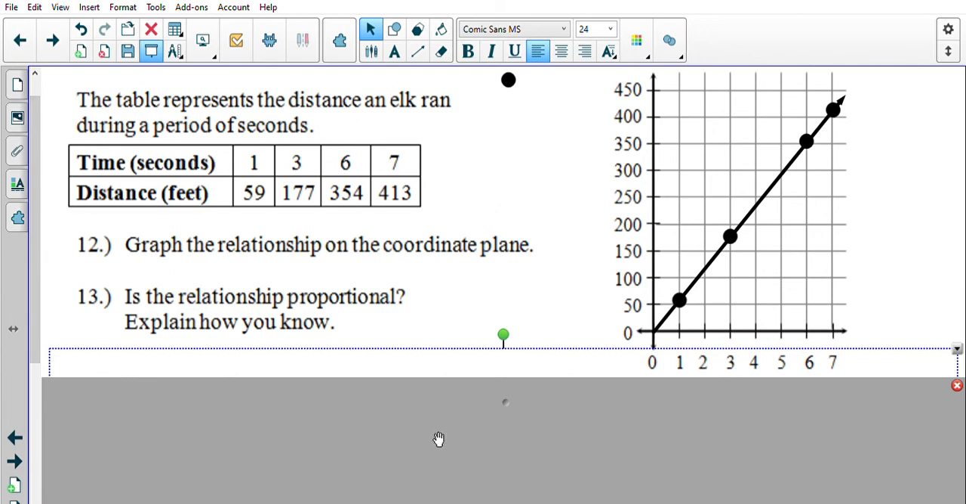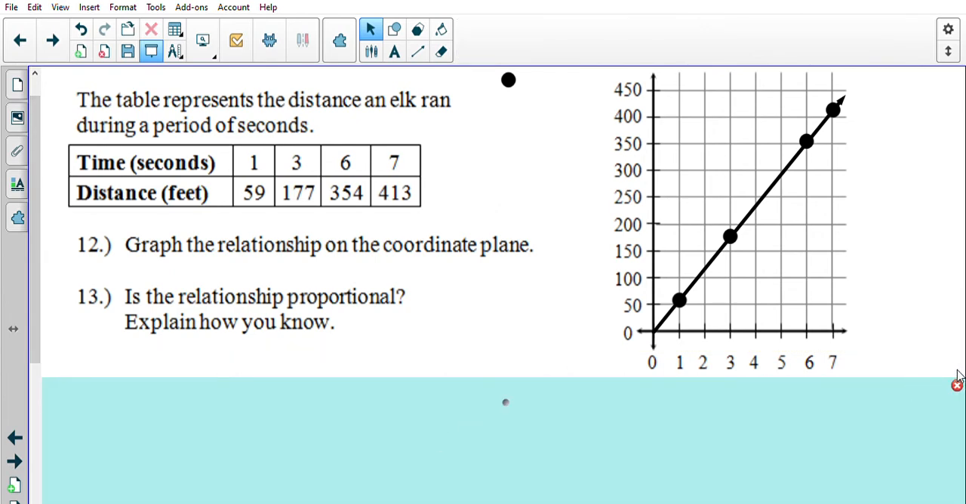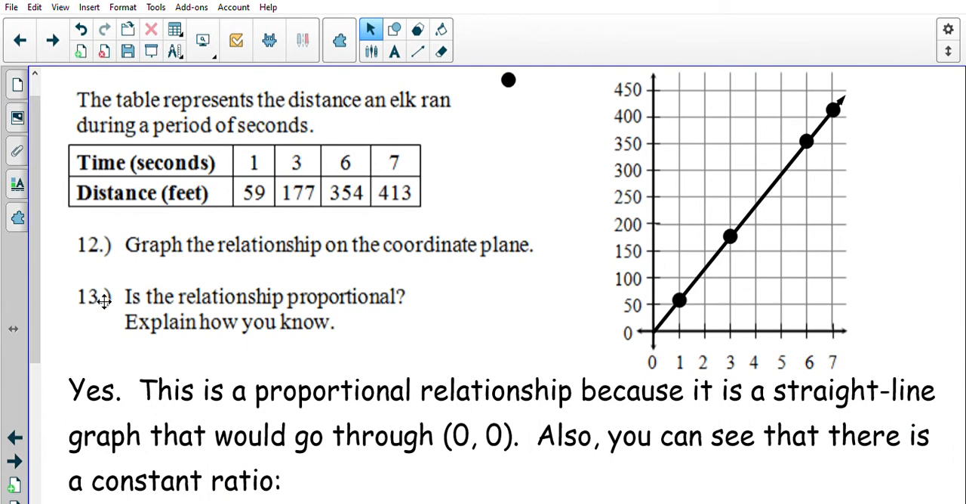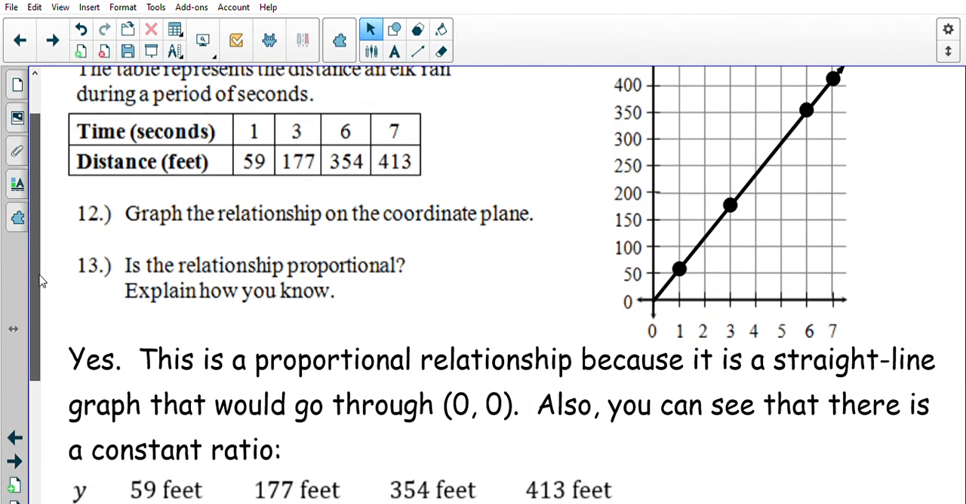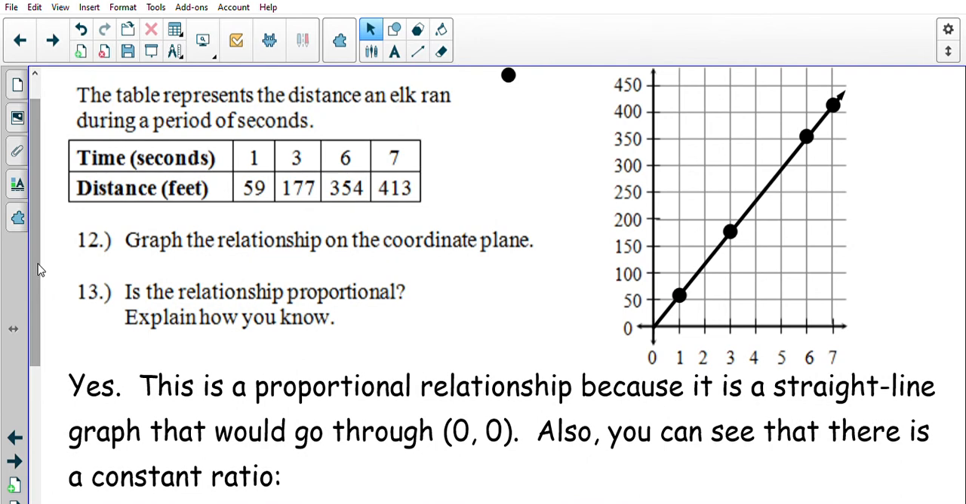Well, it's definitely a straight line graph, or at least appears to be, but it's also going to be a proportional relationship because it's going to go through 0, 0. The way I know that it's going to go through 0, 0 is because if this elk ran for 0 seconds, it's obviously going to go 0 feet. So it definitely makes sense that it would go through 0, 0 here. And I can pretty much tell it's a straight line graph.